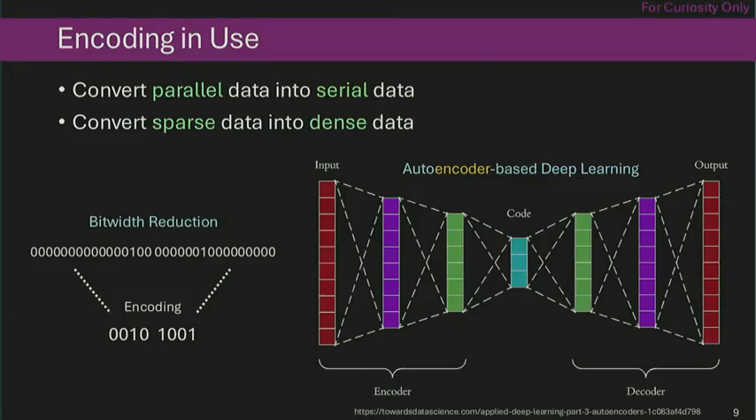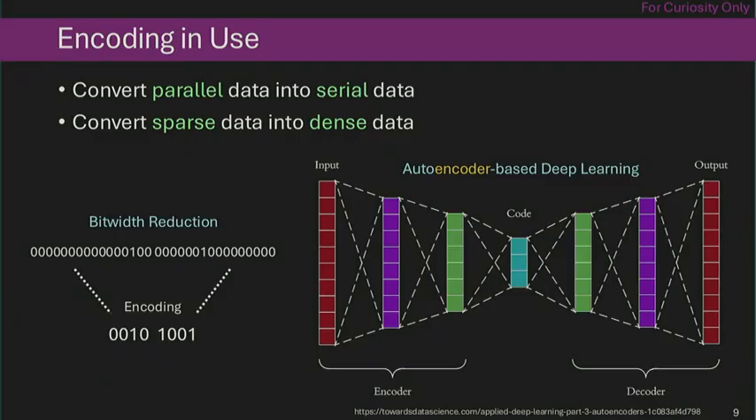This idea of encoding in general has a lot of engineering applications. So encoding is a way to convert parallel data into serial data. It's also a way to convert sparse data into dense data. So for example, when you send out a message, if the message has a lot of zeros, you can do an encoding to compact it to a lower bit width to reduce the communication bandwidth.